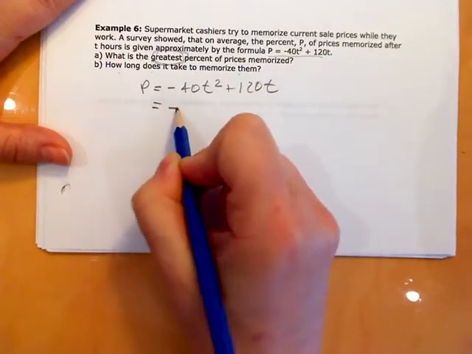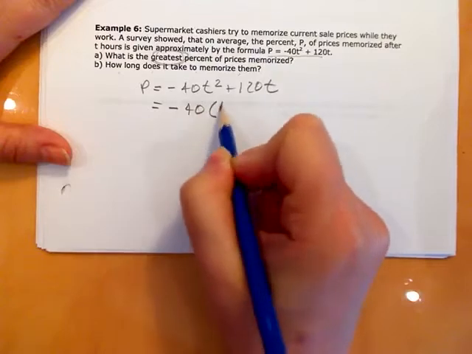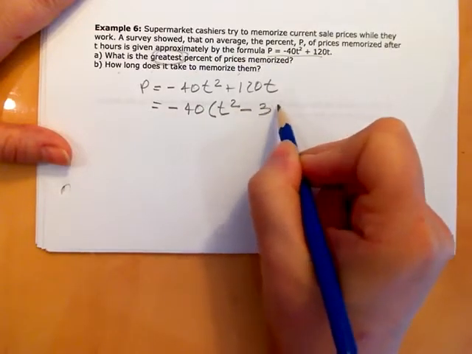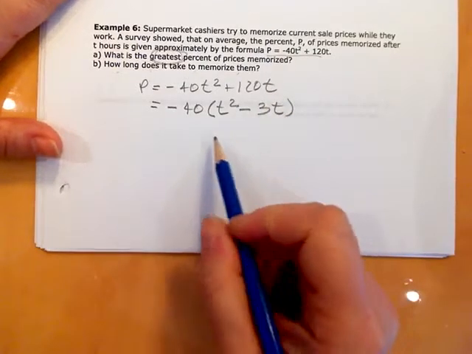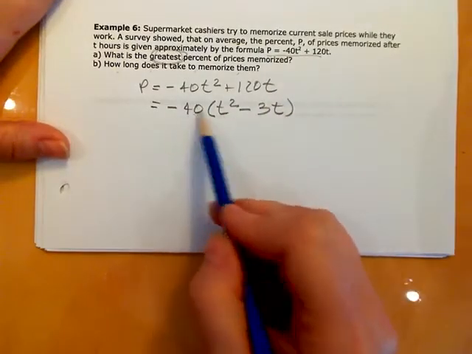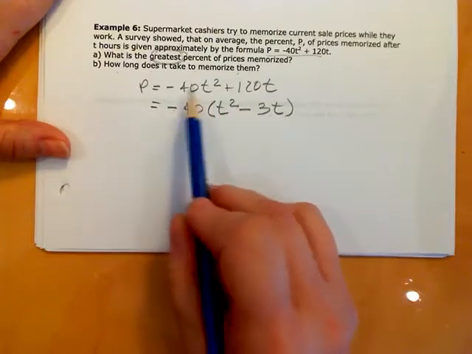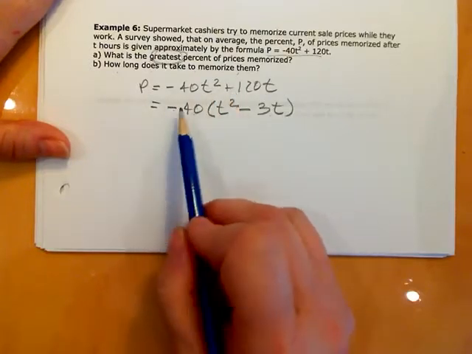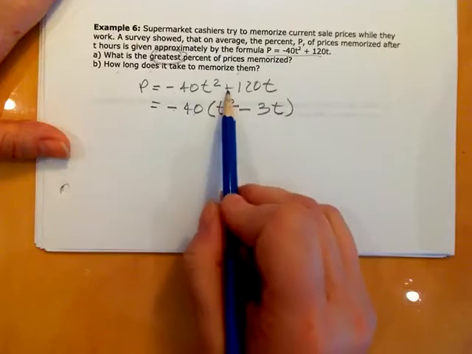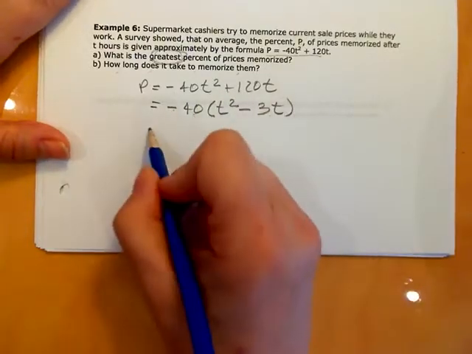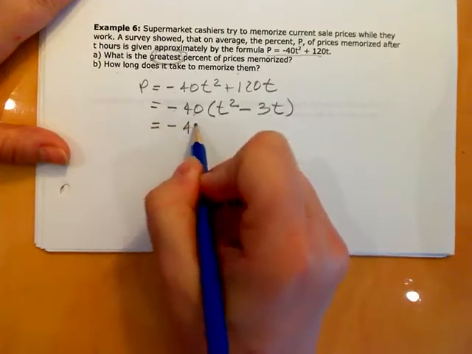So the first step is to common factor whatever's in front of t squared. And if you're not sure if you did it right, you can just distribute in and make sure you have the line previous. So minus 40 times t squared is minus 40t squared, and minus times minus is plus, and 40 times 3t is 120t. Perfect. So now we're going to half and square.